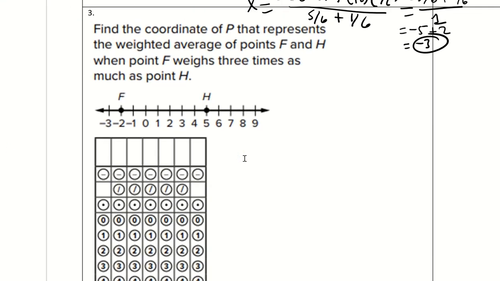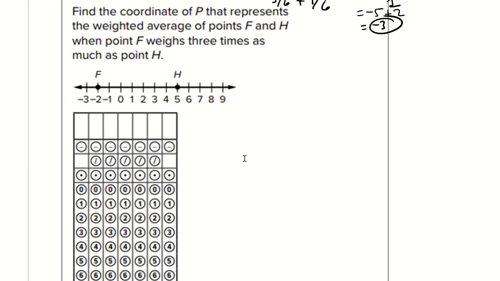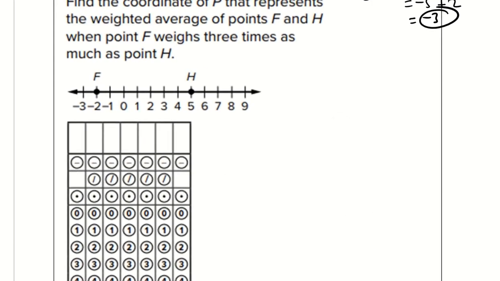All right, so number 3, find the coordinate of P that represents the weighted average of points F and H when point F weighs 3 times as much as point H. So let's call this X1 and let's call this X2, right? And then W2 is going to be the weight of H. So let's call the weight of H 1, because they don't tell us the weight. And then that means that the weight of F has to be 3 times 1, which is 3, because it's 3 times as big. So that just makes the calculations a little simple.